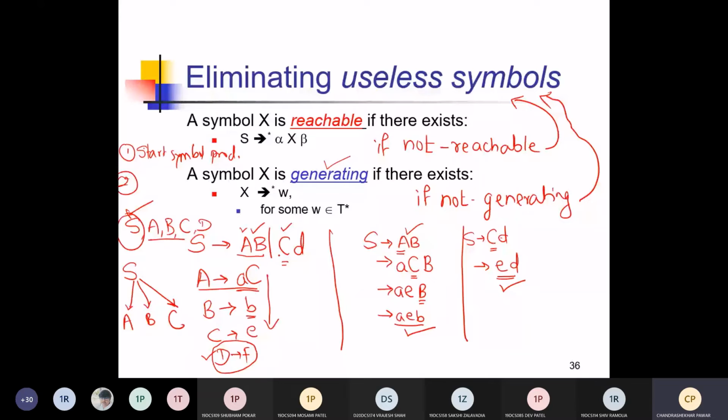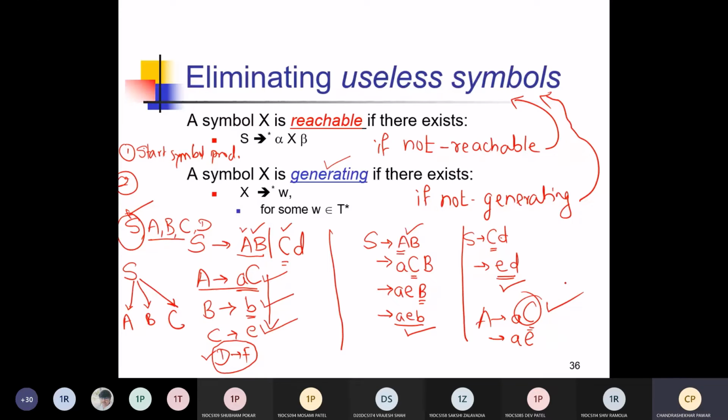Clear? So if you observe here, B has only terminal symbols and C has only terminal symbols within their production, so these are generating. Now is A generating or not? Indirectly it is generating. How? If you observe the production of A, it is A producing C, a non-terminal. This C can be replaced by small e, that is a terminal e. So indirectly this production is also generating.